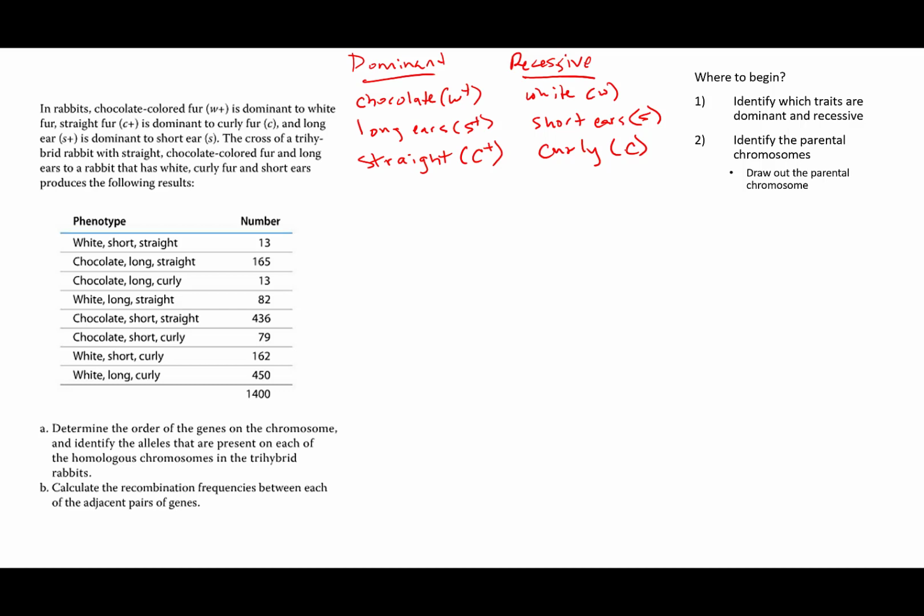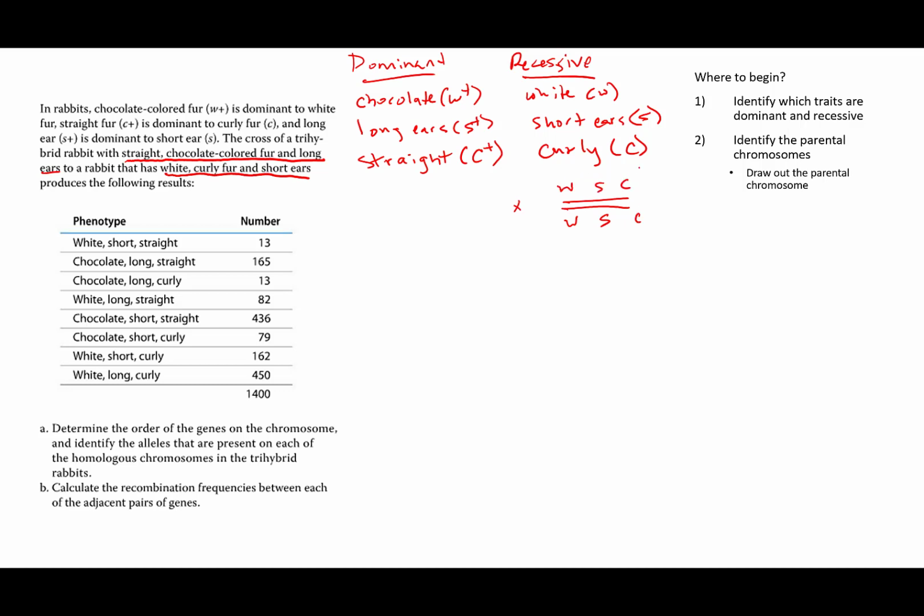So our two parentals, it says we have tri-hybrid rabbits. One is straight, chocolate, and long-eared. The other is white, curly, with short ears. Now, because white, curly, and short, those are all recessive traits, we can see those right here, white, short, curly. That means in order for a rabbit to have that, they have to be homozygous recessive for all of those. So I know that one of the rabbits was this, white, short, curly, white, short, curly.